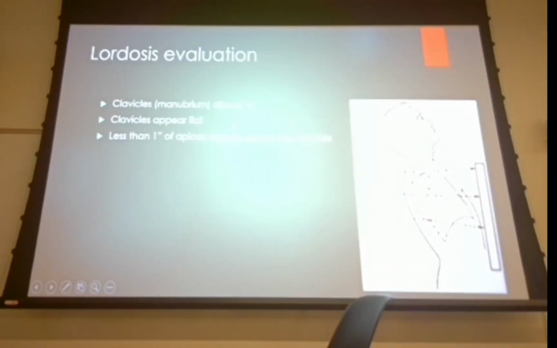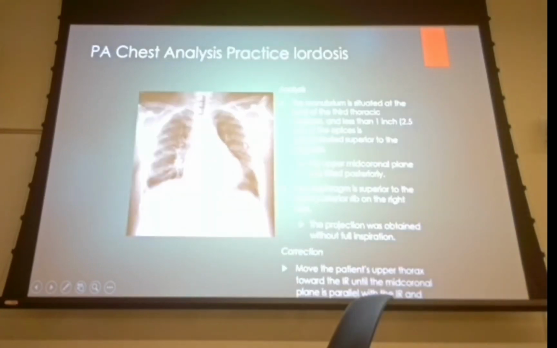Lordosis, again, is that if the clavicles are above T4, some references in the textbook said the manubrium, which you really don't see, but you see the ends of the clavicles, which articulate with the manubrium. If they appear flat and they're above T4 and there's less than 1 inch of apices above the clavicles, then the patient's leaning back, and that's what you're seeing here.